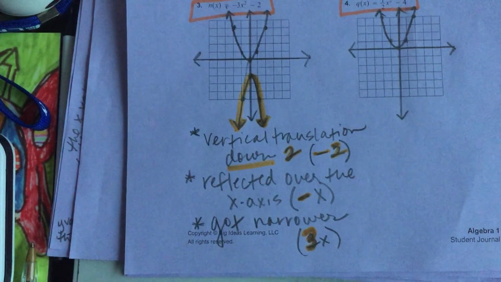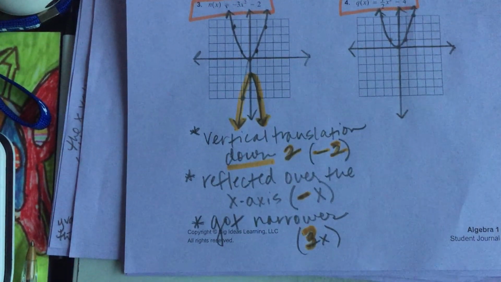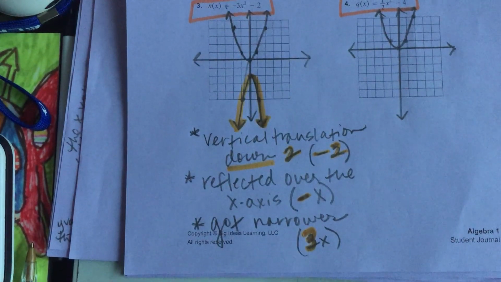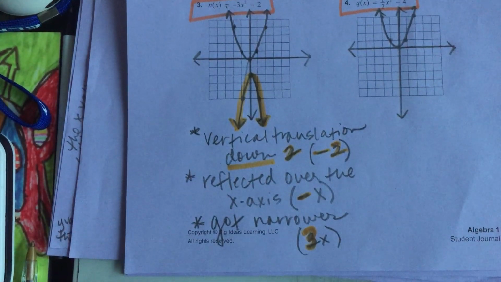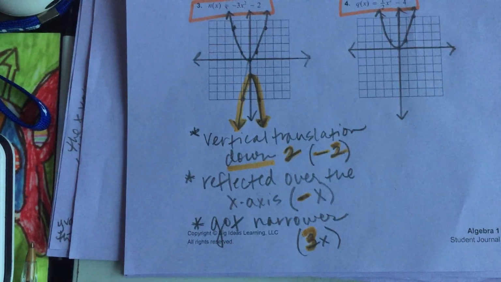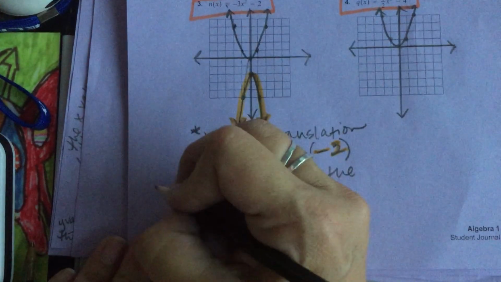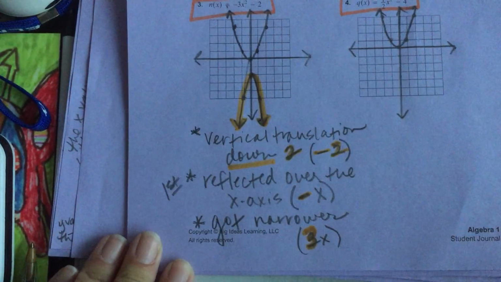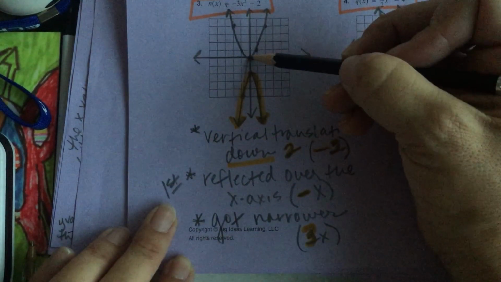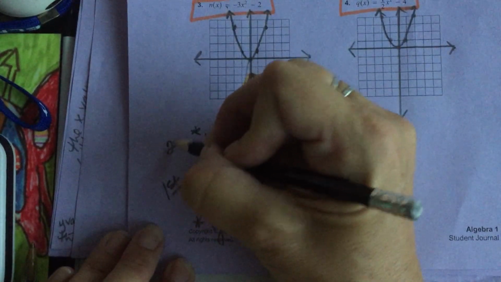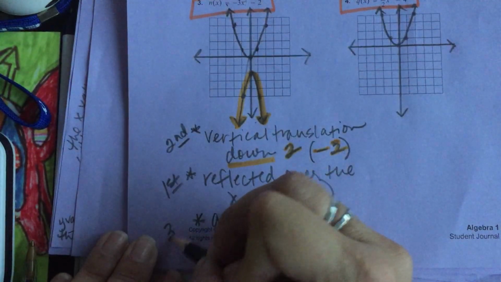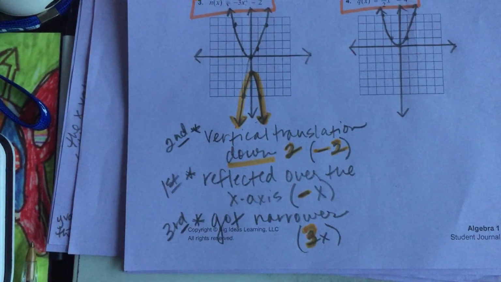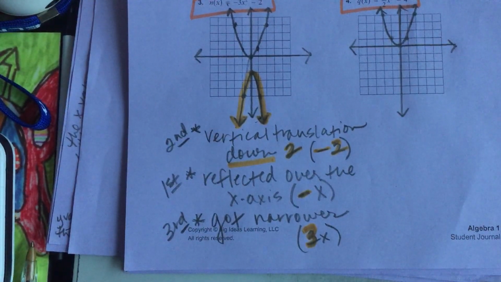So flipped, or slid down, flipped over, shoot. Wouldn't the reflection have to be listed first? Yep, you did say it first, Kenzie. I didn't actually ask you guys to order them, but now that I got this on this paper, it would have to be reflected, then slid down, and then we could talk about it getting skinnier. So that's probably a little better organization.